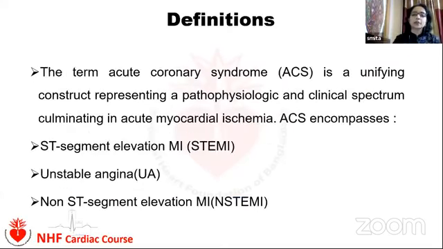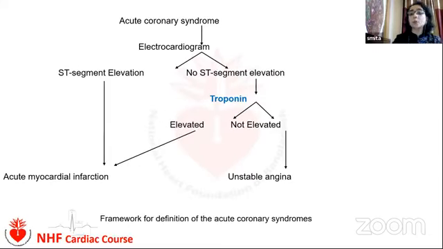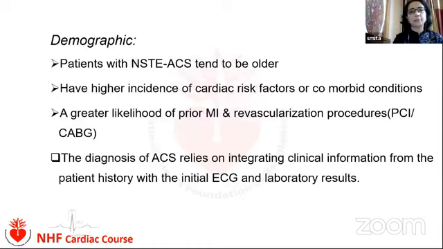So what is acute coronary syndrome? It's basically a spectrum of clinical manifestations due to the presence of acute myocardial ischemia. It includes ST segment elevation myocardial infarction, unstable angina, and non-ST segment elevation myocardial infarction. STEMI is an ECG-based diagnosis, and the clear difference between non-STEMI and unstable angina is the troponin, the cardiac biomarker. If it's raised, the term is non-STEMI, and if it's not, it is termed unstable angina.